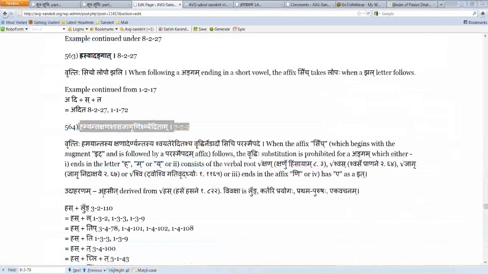So it says that Myantakshana, so Hama Anta. It says that Hama Yantasya.